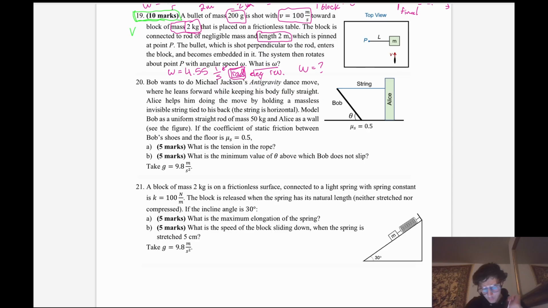This is sick. I love this problem already, because Michael Jackson, King of Pop, leans forward while keeping his body fully straight. Alice helps him by doing the move, holding a massless, invisible string tied to his back.